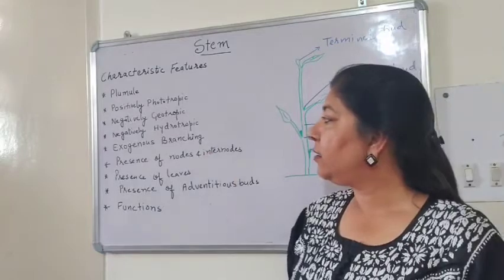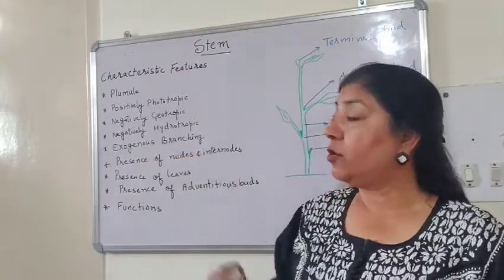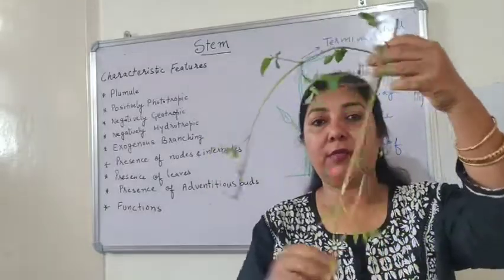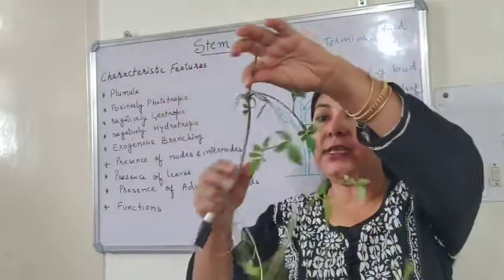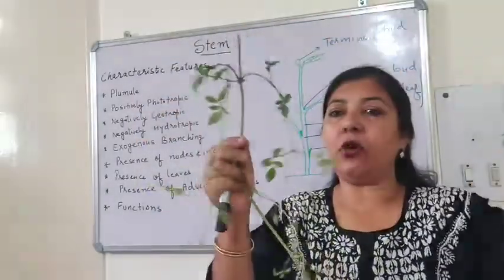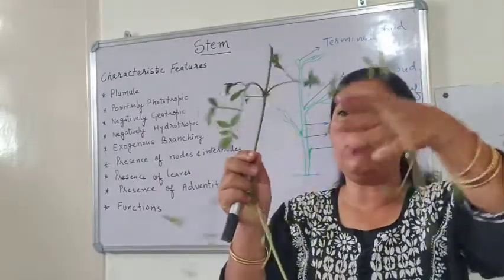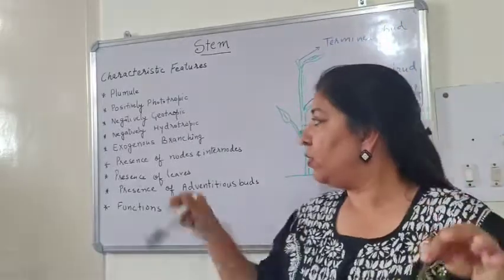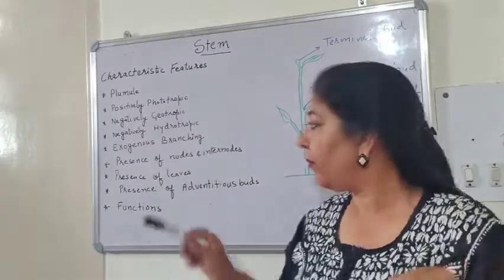Now next is stems always show exogenous branching. If you see this plant, you can see the branching is there, and branching is always towards outside. It will move away from the central axis. Okay, so it is exogenous branching.